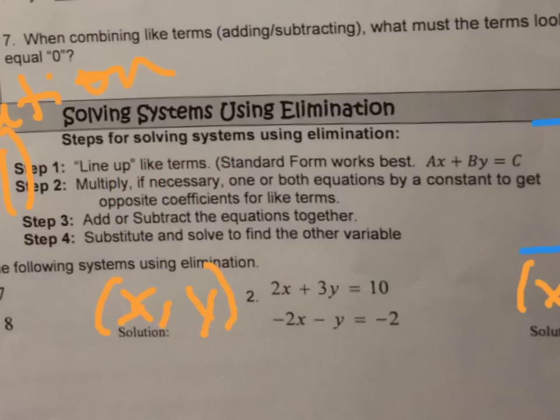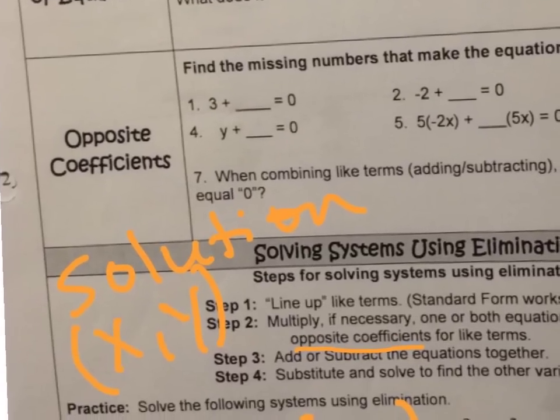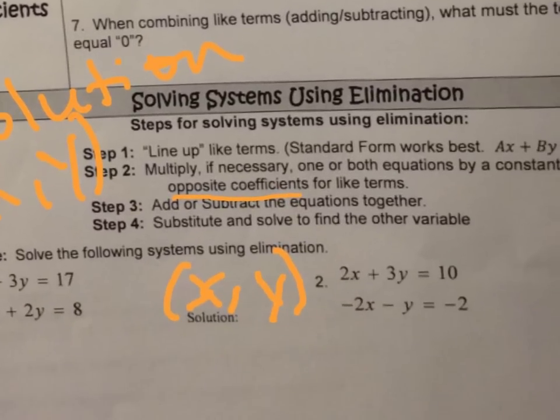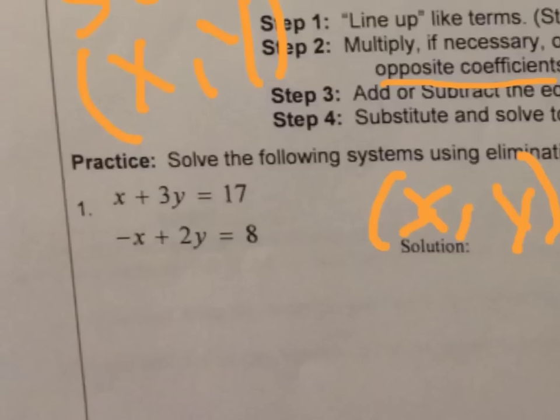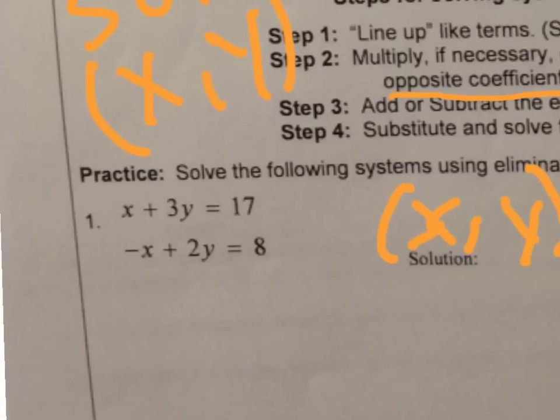Now step 2 says to multiply, if necessary, one or both equations by a constant to get opposite coefficients for like terms. Opposite coefficients is what we did up here earlier, where we were finding the opposite term. So look back at number 1. Are the x's opposite coefficients or are the y's opposite coefficients? Well, the x's are opposite coefficients, so step 2 does not apply here. We don't need to multiply by anything because x and negative x are opposites.